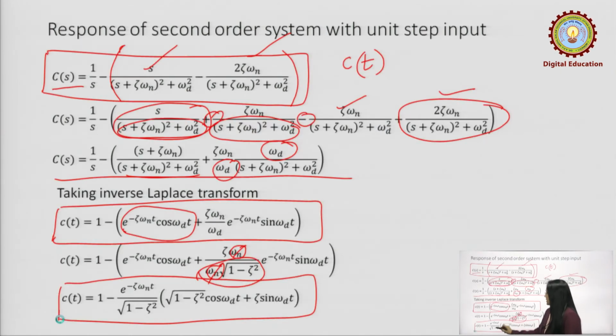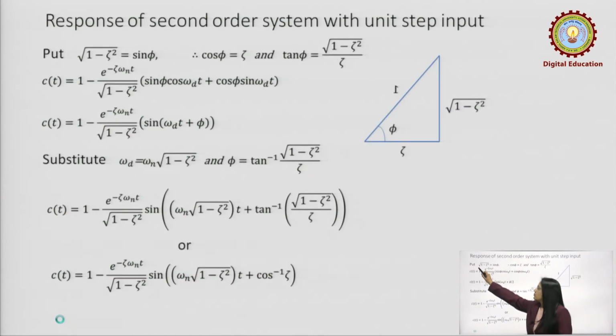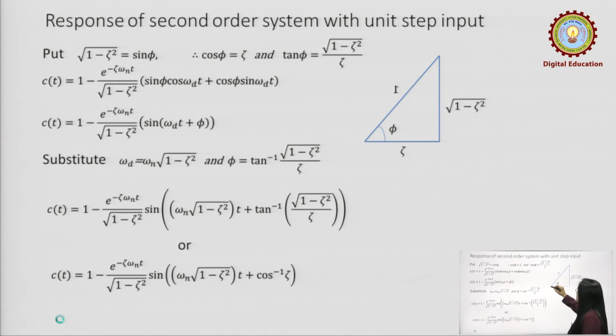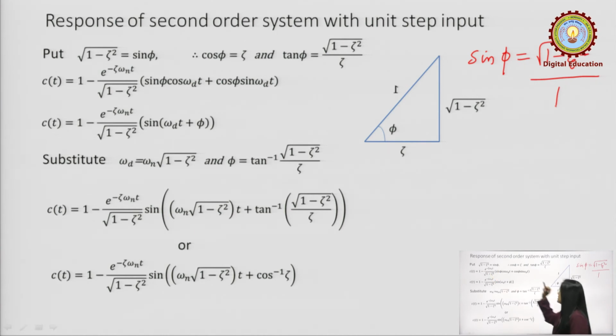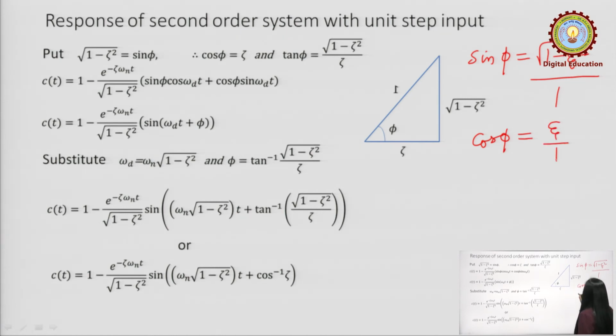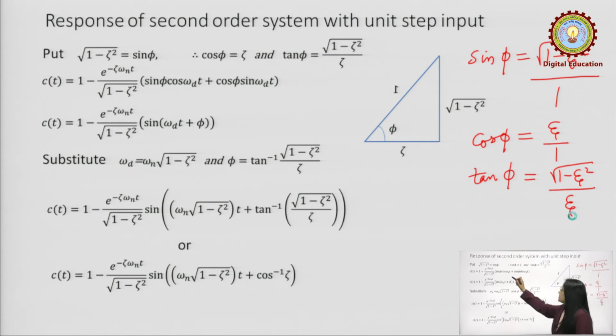Now, here we are having a term root of 1 minus zeta square. We are in the next step using a new term, root of 1 minus zeta square equal to sin phi. Now, we can understand this from here. What is root of 1 minus zeta square? Therefore, sin phi will be what? Sin phi is equal to root of 1 minus zeta square upon 1, and therefore, we can understand that cos phi will be zeta upon 1, and similarly, what will be tan phi? Tan phi is equal to sin by cos, so root of 1 minus zeta square upon zeta. So, whatever equation we had got here, we are using some new terms to identify it.